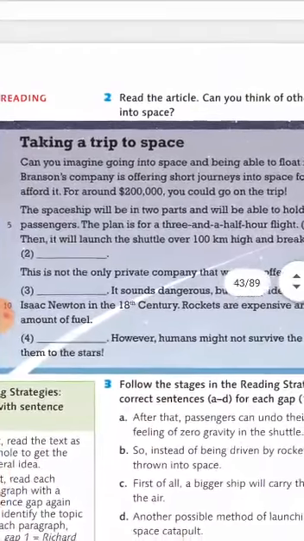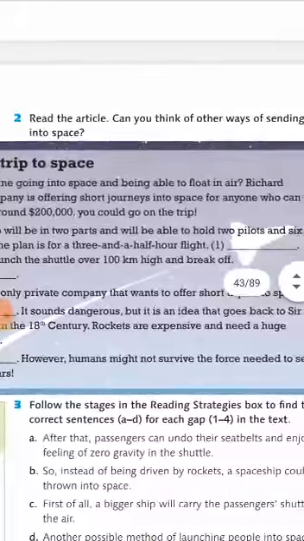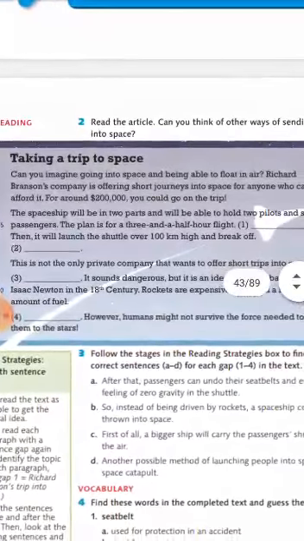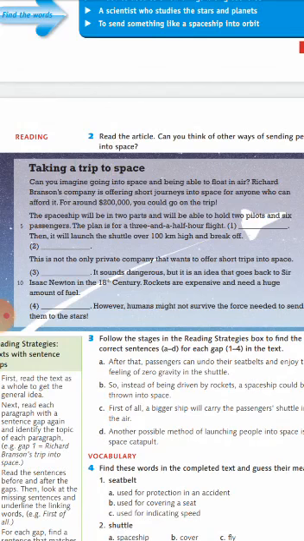Let's start reading. Taking a trip to space. Can you imagine going into space and being able to float in air? Richard Branson's company is offering a short journey into space for everyone who can afford it. For around $200,000, you could go on a trip. The spaceship will be in 2 parts and will be able to hold 2 pilots and 6 passengers. So in the spaceship will be 2 pilots, 6 passengers.